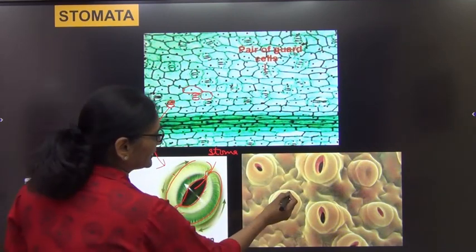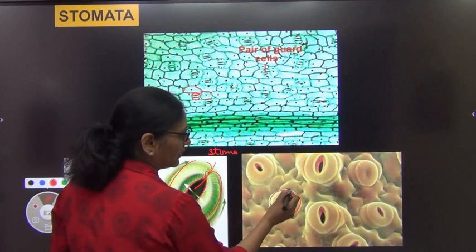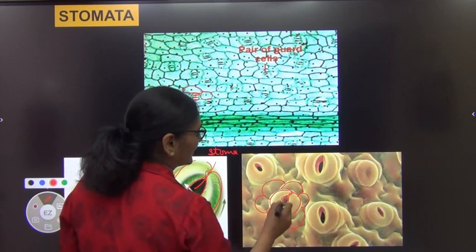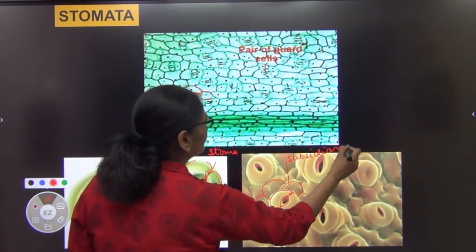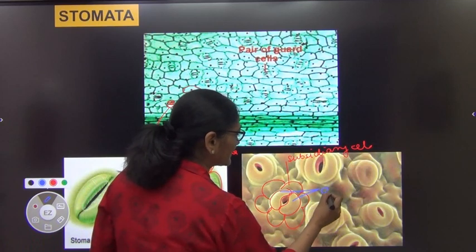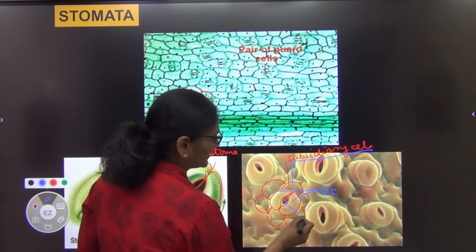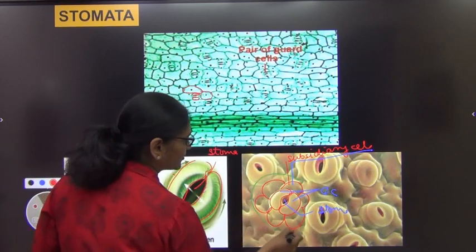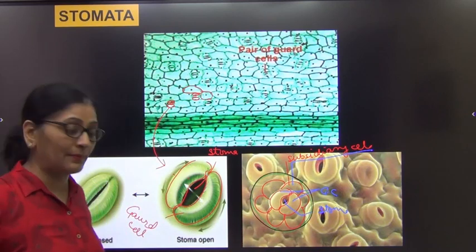Now if this is your guard cell, this is another guard cell, and this is the gap called stoma, then this is surrounded by many epidermal cells. These epidermal cells which surround the guard cells are called subsidiary cells. These are called subsidiary cells, right? So let me draw this completely and label it completely here. These two are the guard cells. Now this cell is called the subsidiary cell, and this gap is called stoma or stomata. Let me draw it with black color. This entire structure is called the stomatal complex.